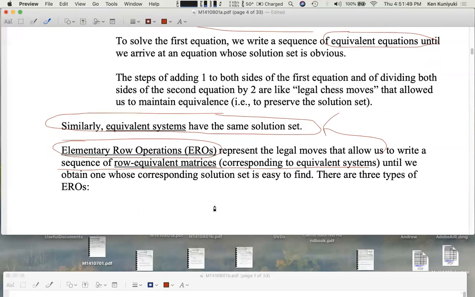By the way, the symbol for row equivalent matrices is this tilde or squiggle. So if an augmented matrix A is row equivalent to an augmented matrix B, we use the tilde or squiggle here to indicate row equivalence. It means that the system that A represents and the system that B represents are equivalent. They have the same solution set. That's different from equality. We'll talk about that later.